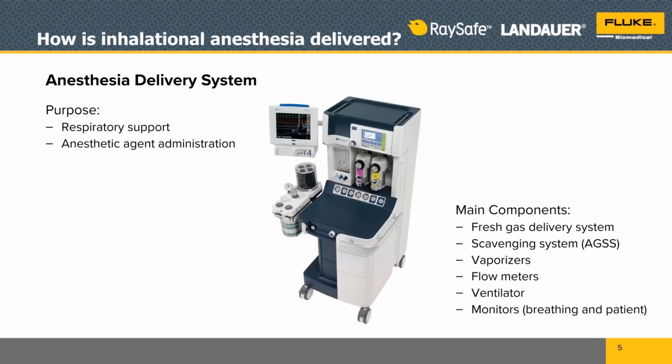The purpose of the anesthesia delivery system really is twofold. One is respiratory support, because usually with the person being under, we have to control their ventilation and make sure that they're breathing. And the second is anesthetic agent administration. We do that with a number of components on the anesthesia machine, namely the fresh gas delivery system, the scavenging system, the vaporizer, flow meters, the ventilator, and any monitors that might be present, either for measuring physiological parameters or any of the gas characteristics. And this truly is a system. All these things work together.